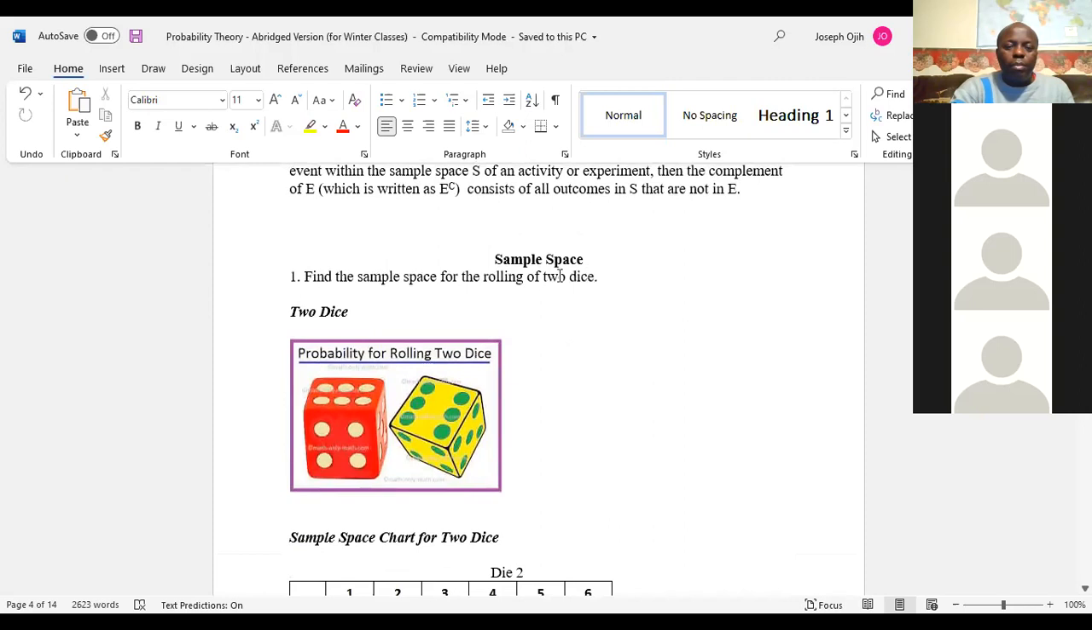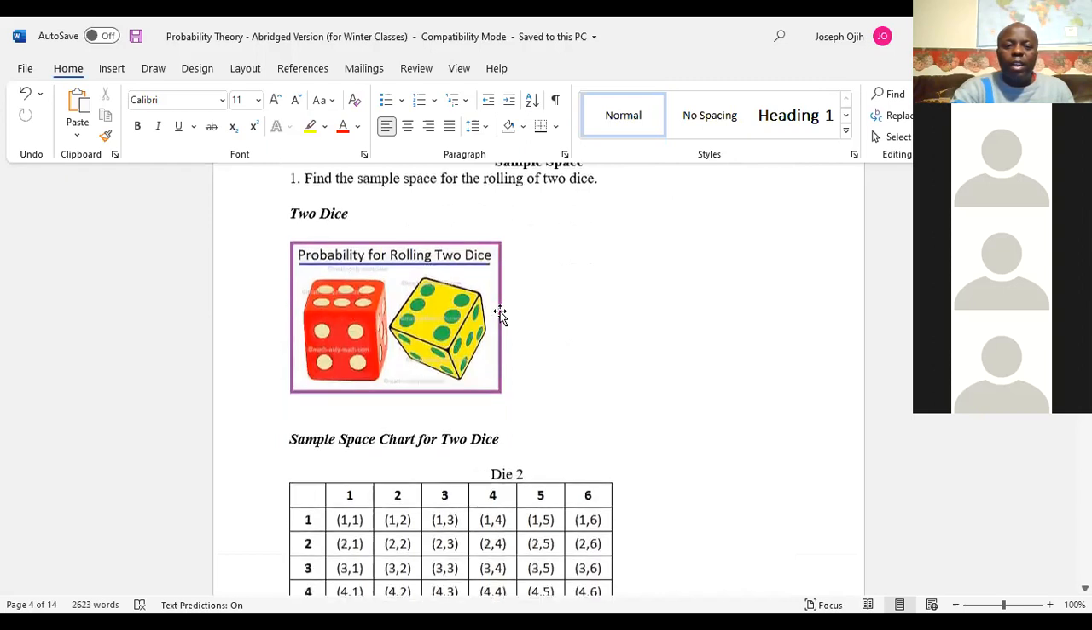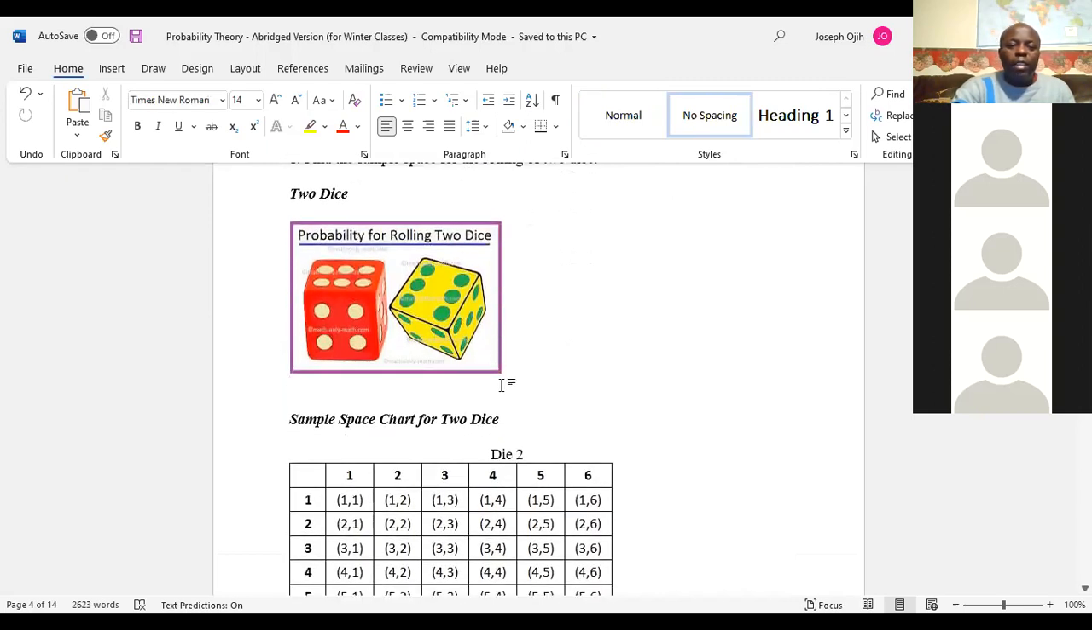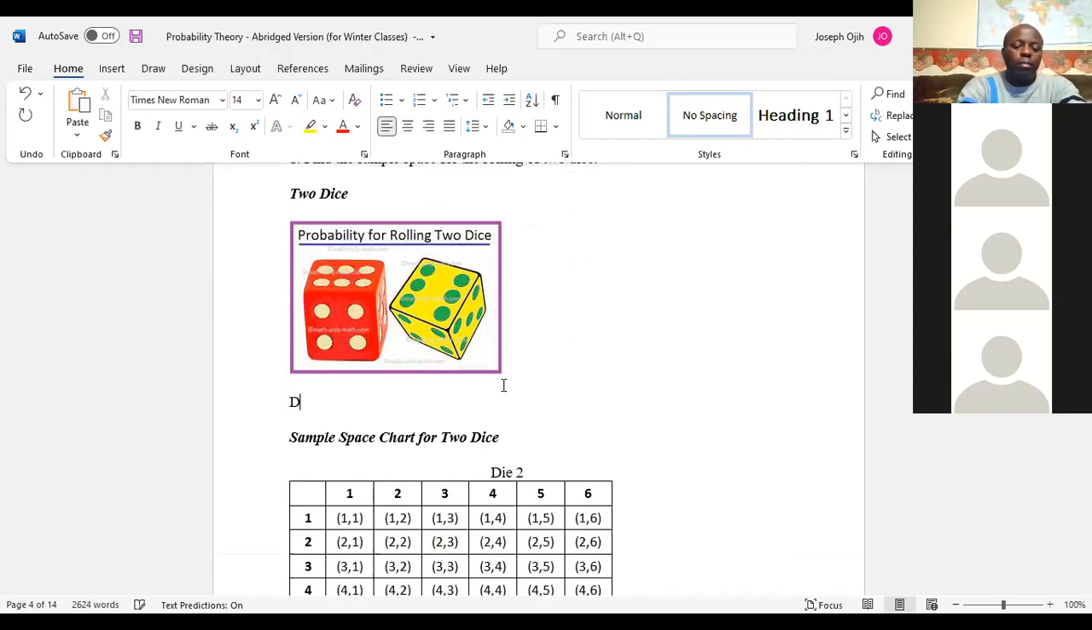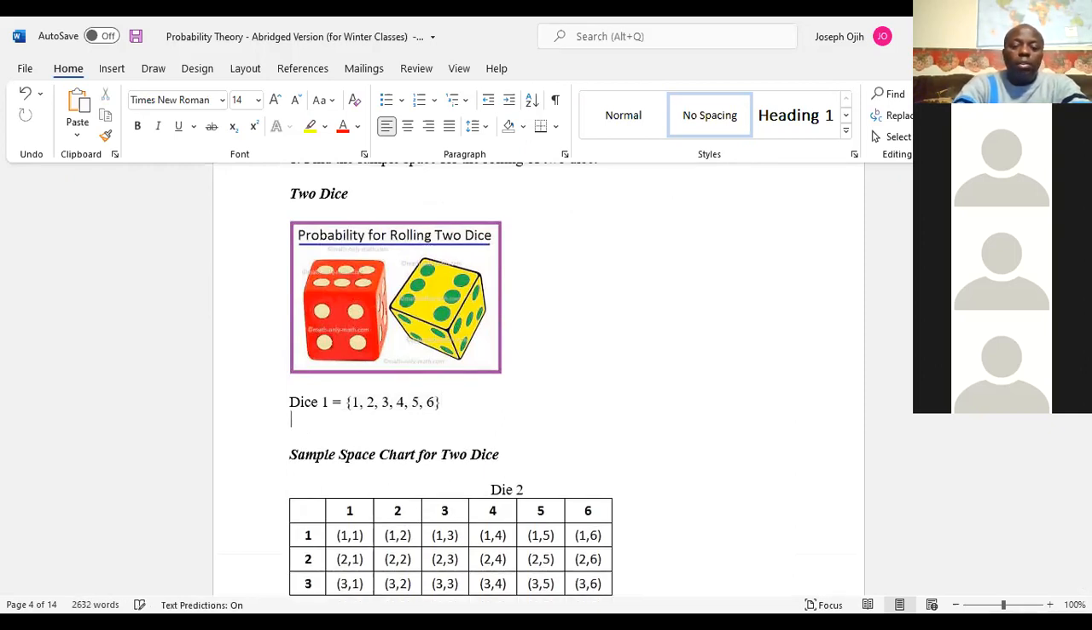Look at the first example. It says, find a sample space for rolling 2 dice. Now, remember that the first dice, how many possibilities? 1, 2, 3, 4, 5, and 6. And dice 2 also has the same thing. So when you roll them, you will discover that they have the same outcomes.